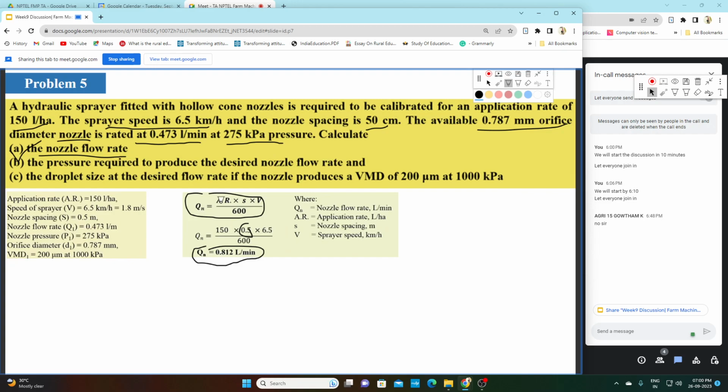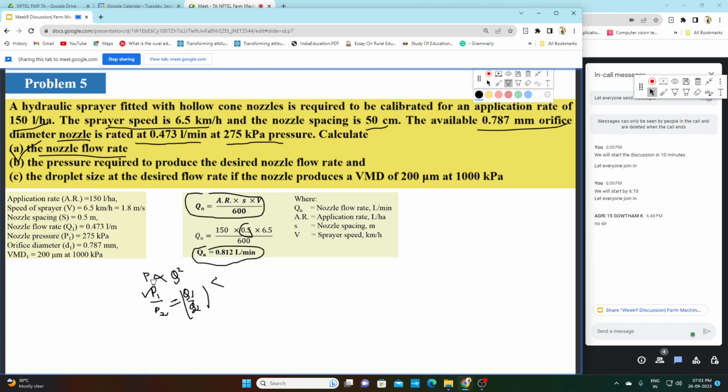So your desired nozzle flow rate is this. But we have been given a rated flow rate of 0.473 at this much pressure. So we know this formula: P is directly proportional to Q square. So P1 by P2 will be equal to Q1 by Q2 square. Now, do we know P1? Yeah, we know P1. Let's say this is your P1.